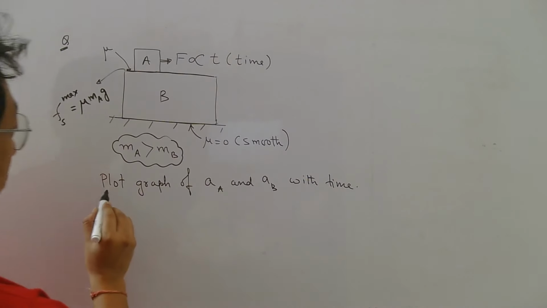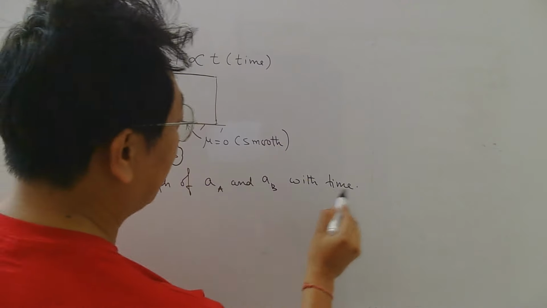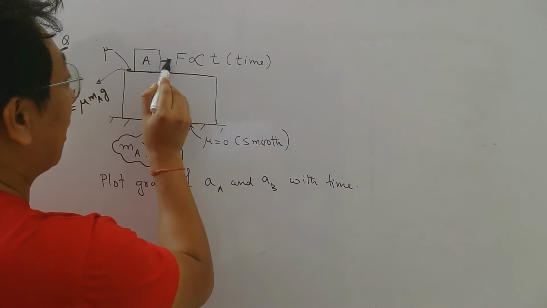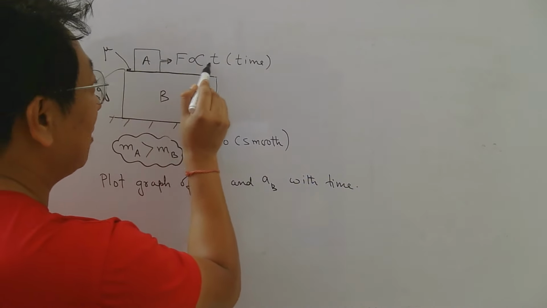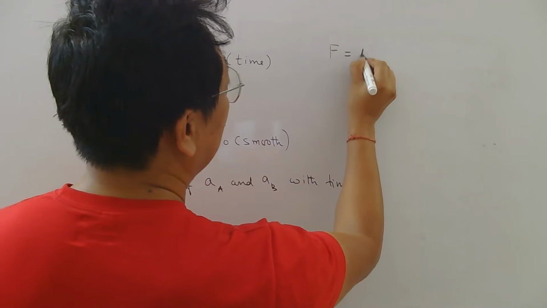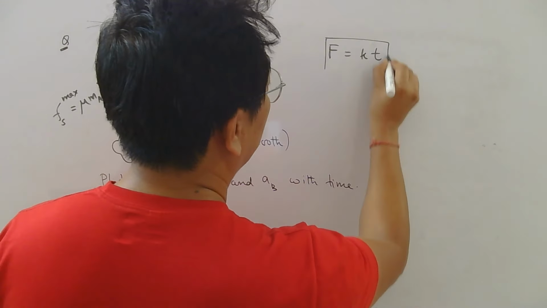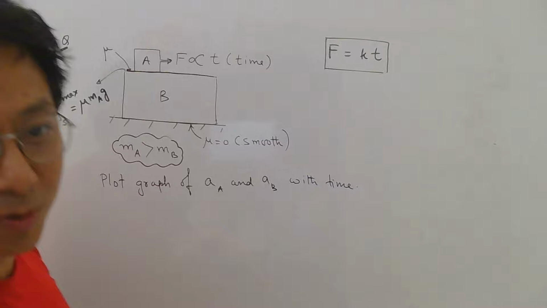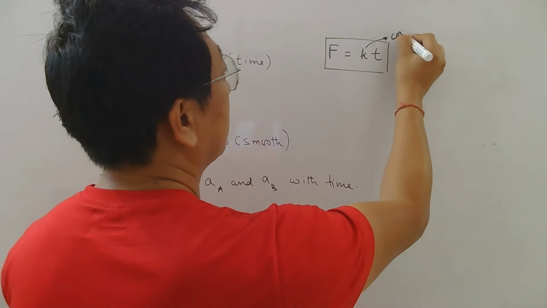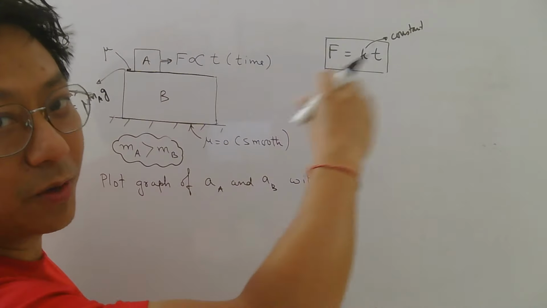Now they are asking you to plot the graph of acceleration of A and acceleration of B with time. Now why with time? Because here a force is applied which is directly proportional to time. So the applied force will be equal to some constant into time, right? When y is proportional to x, y equals constant times x. So that constant I am writing as k. That means the force here keeps increasing with time.